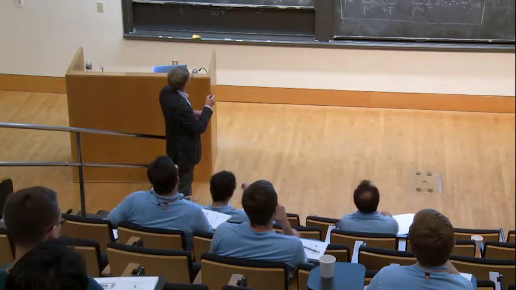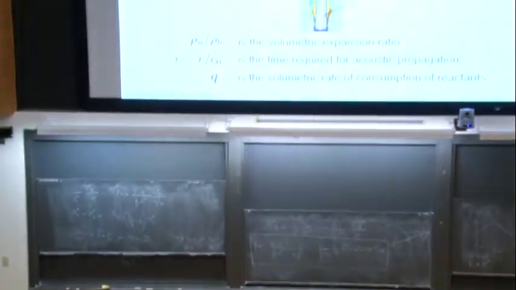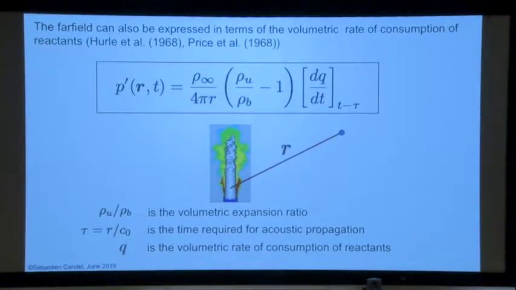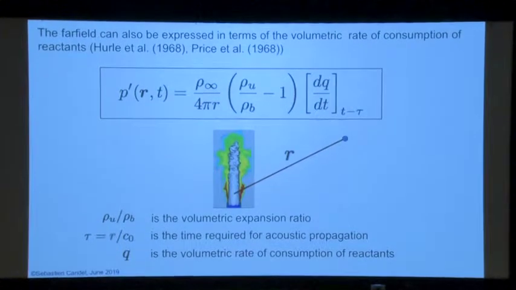Later on, Hurley and Price did something related to that by looking at the heat release associated with the burning of the soap bubble. To get the heat release, they related that to the volumetric rate of consumption of reactants. So you get an expression which also looks somewhat familiar, because you have this Tu over Tb minus 1 here, and this is the volumetric rate of consumption of heat. There is, of course, a delay that comes in here.